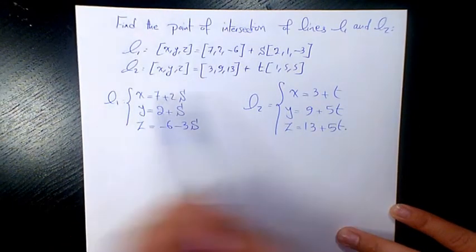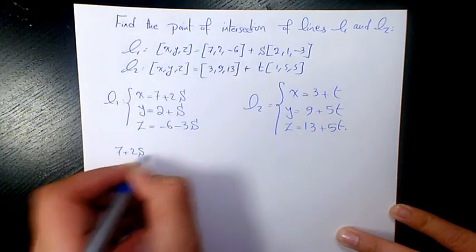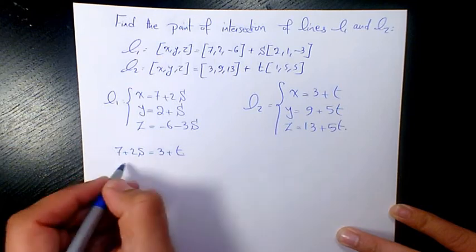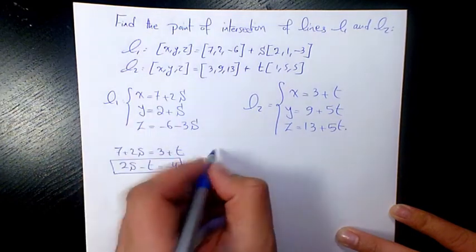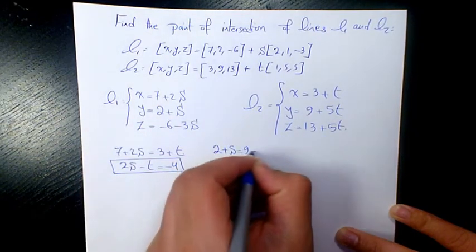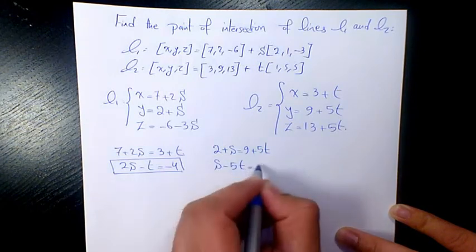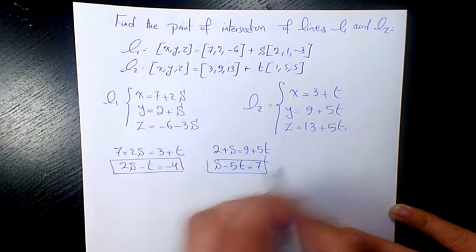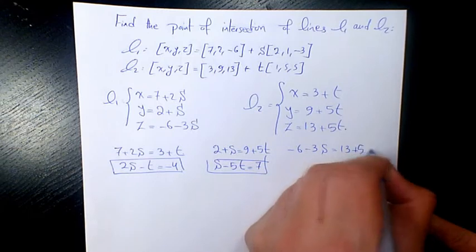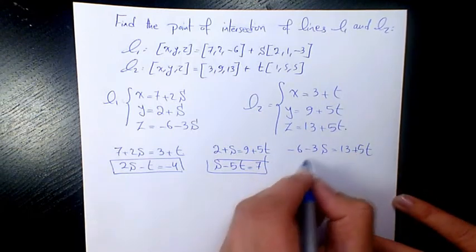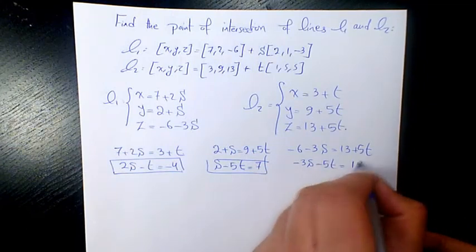So now let's make these two equal, and these two equal. So we have 7 plus 2s equals 3 plus t. So we have 2s minus t equals negative 4. That's one equation. The other one, 2 plus s equals 9 plus 5t. So we have s minus 5t equals 7. Next one we have negative 6 minus 3s equals 13 plus 5t. So we have negative 3s minus 5t equals 19.